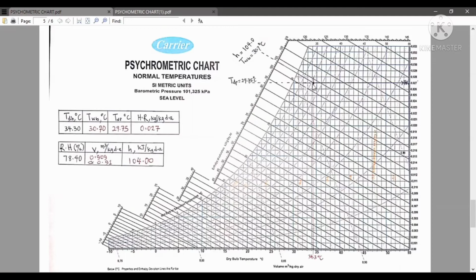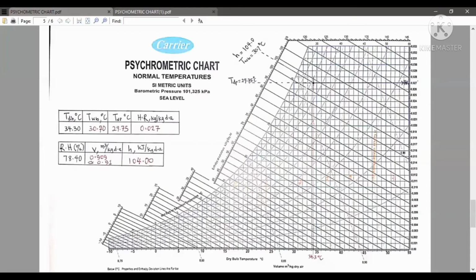Lastly, we can read off our specific volume by locating the curve for specific volume. Here, this is our specific volume line. This is 90, and this is 0.95. Between here and here, we have 0.909.